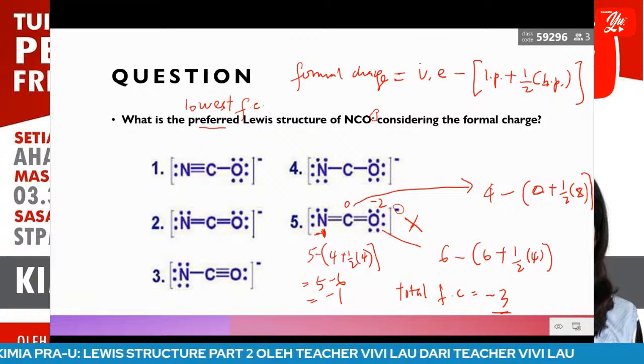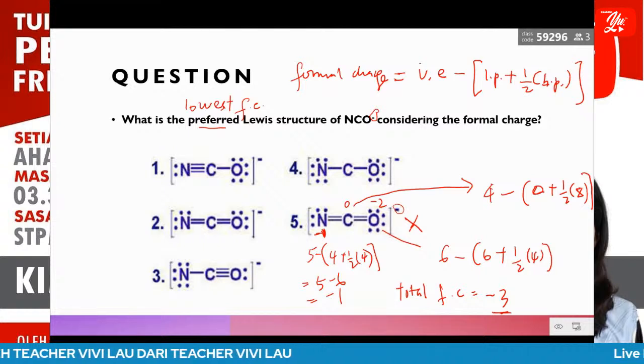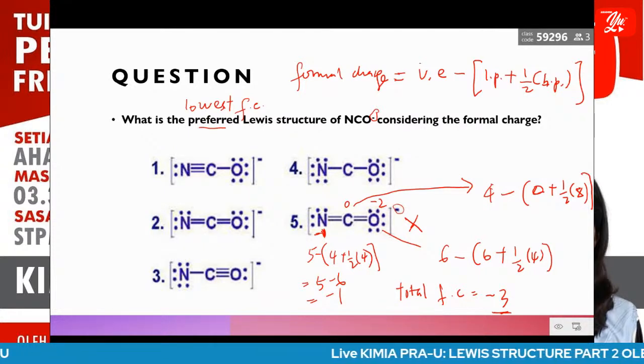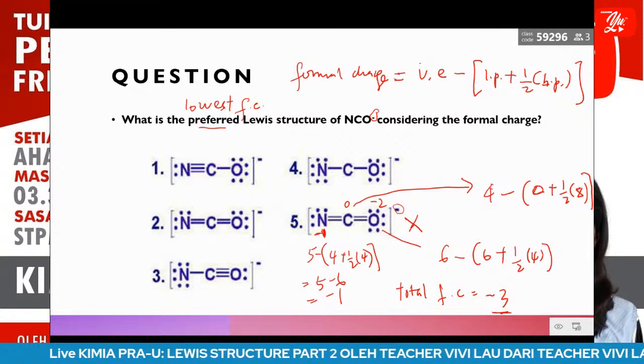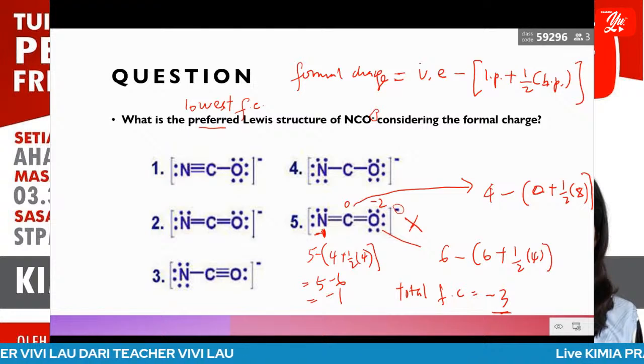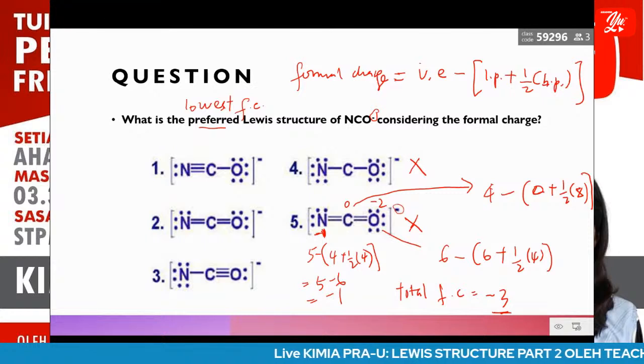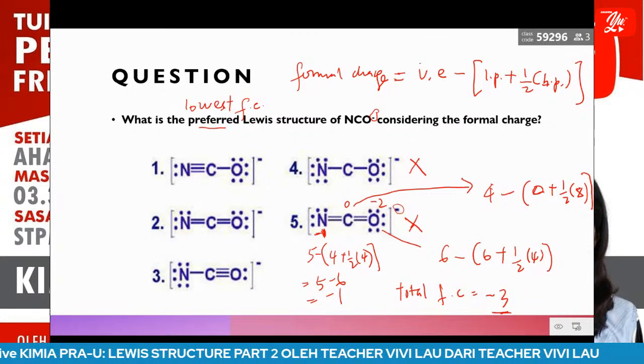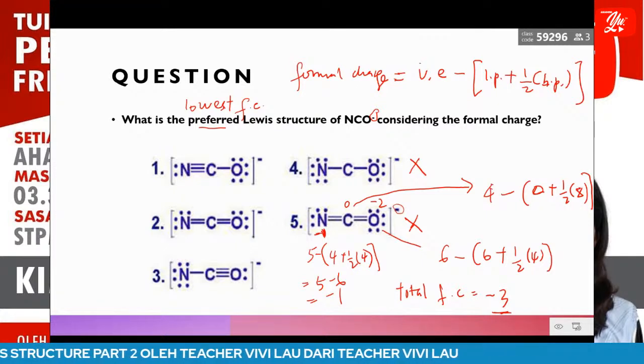We're still waiting for student answers. And for your information, students, for question number 4, if you look at the structure, the carbon over there is not octet, right? Carbon is not octet. So actually we can eliminate question number 4 as a preferred structure. Okay, but you have to write the formal charge as for question number 5.